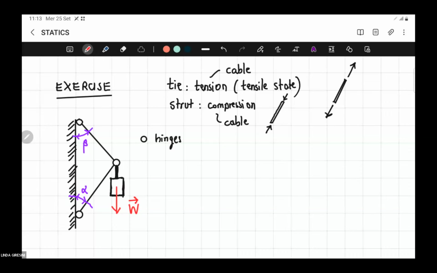So you are asked to determine the forces in the two cables.